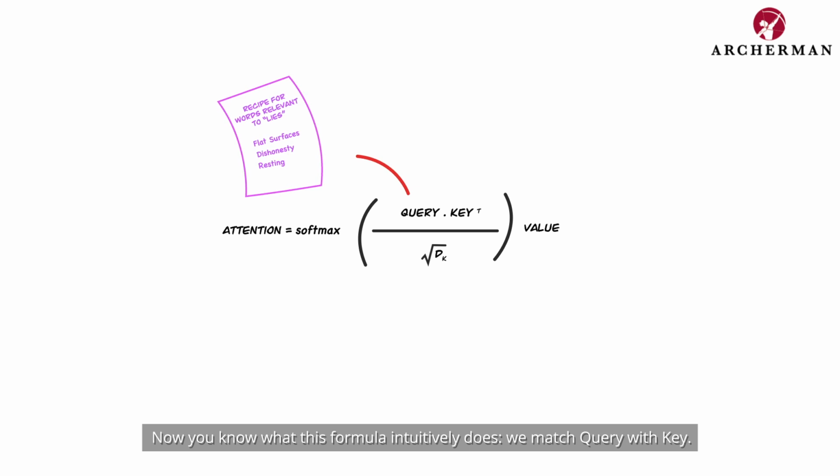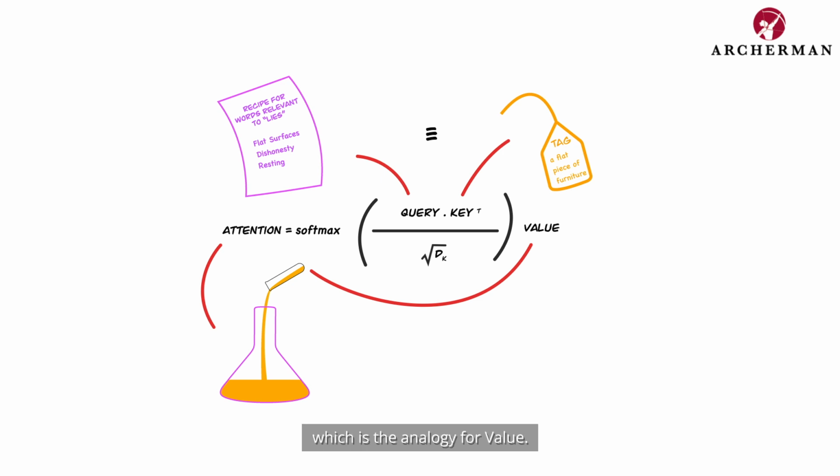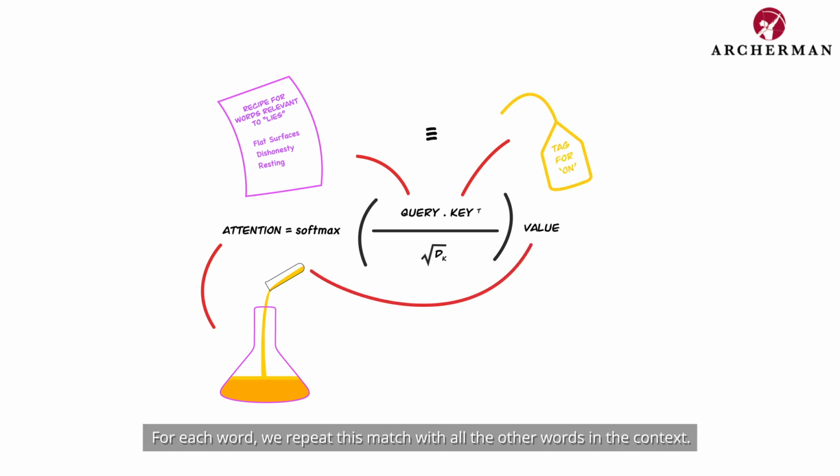We match query with key. If they match well, we add in a lot of the potion from that word, which is the analogy for value. For each word, we repeat this match with all the other words in the context.